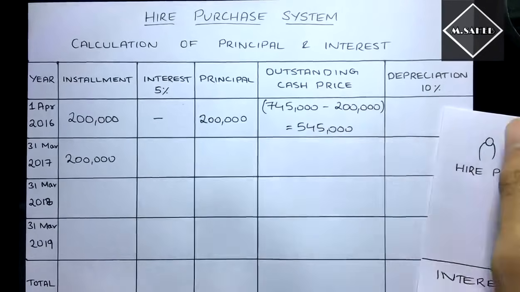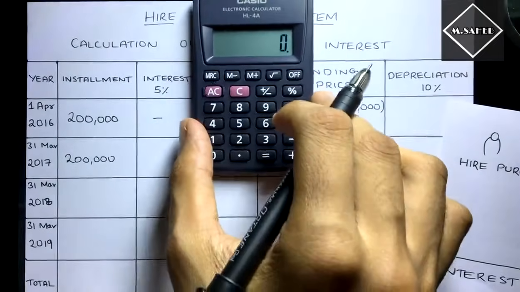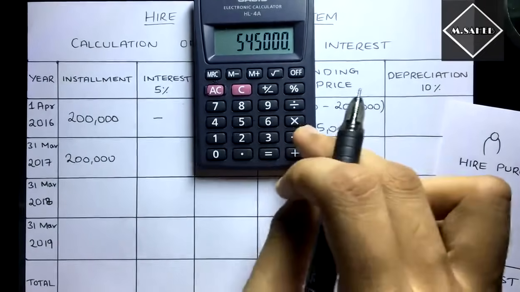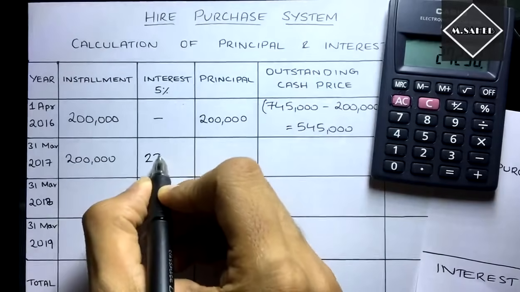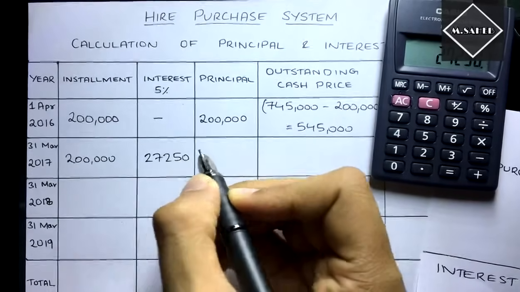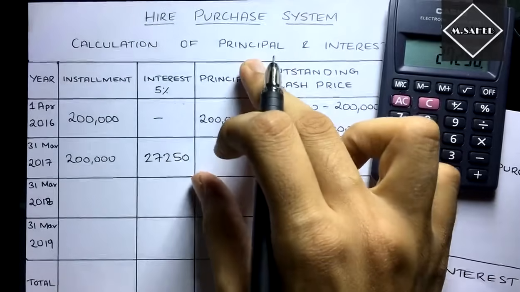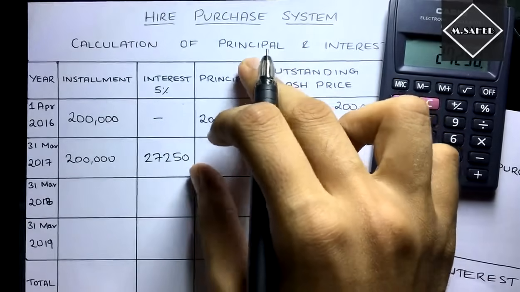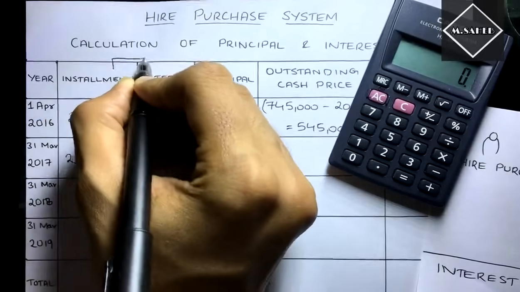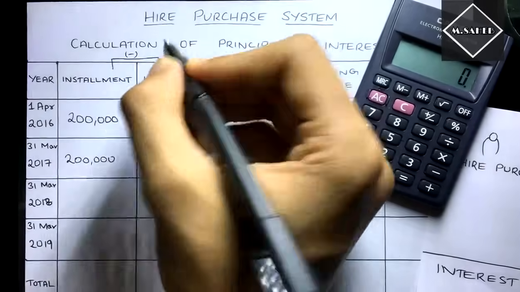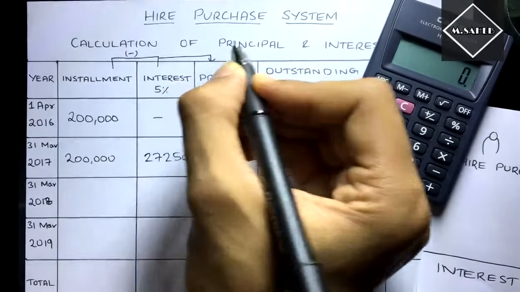So 5,45,000 into 5% is equal to 27,250. So the interest is 27,250. And then you have to calculate the principal amount. How to calculate the principal amount? It is very simple. You just have to deduct these two, and then you will get the principal amount.